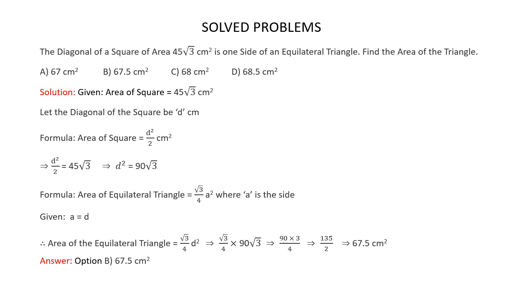So the area of the equilateral triangle is equal to root 3 by 4 multiplied by 90 root 3. On solving this, we get the area of the equilateral triangle as 67.5 centimeters squared. So the correct answer is option B, 67.5 centimeters squared.